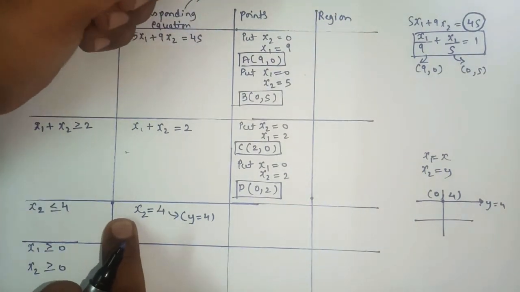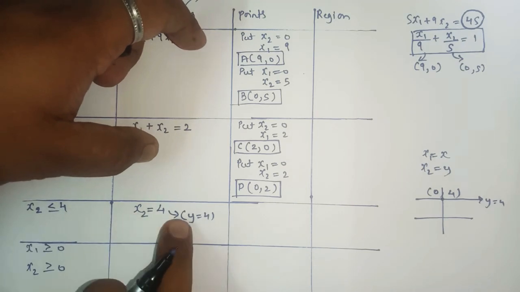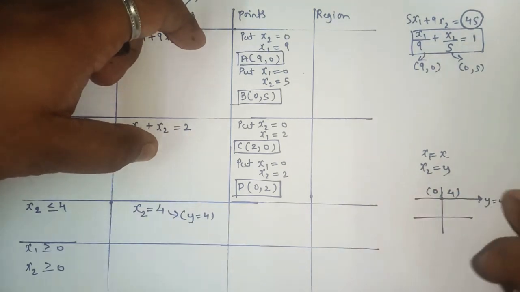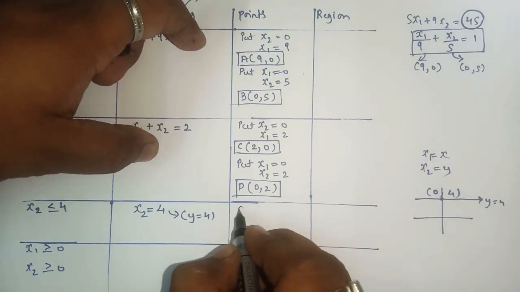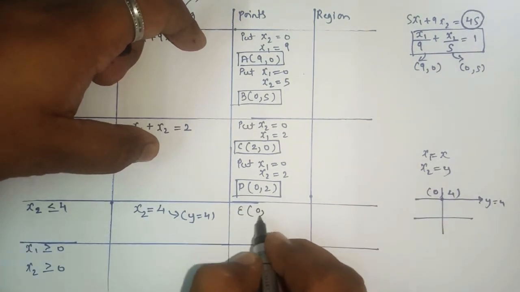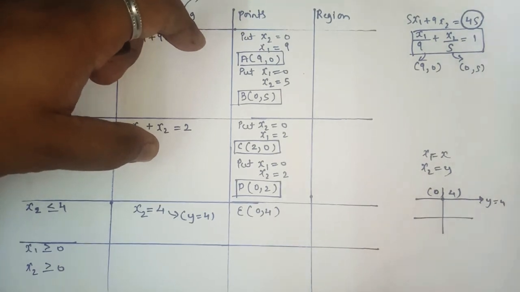As here it says that x2 less than or equal to 4, so x2 indicates what? Y. So the line will pass through y and it will be parallel to x. So here we'll get the point number fifth as 0 comma 4, as the line is passing through y, so x coordinate will be 0.